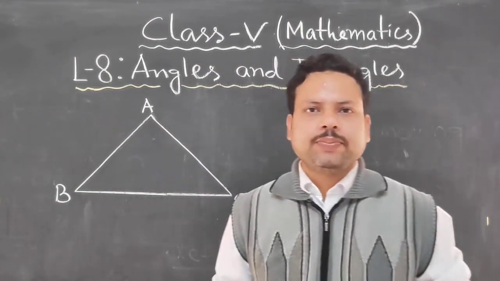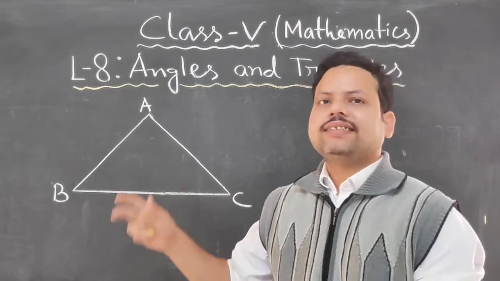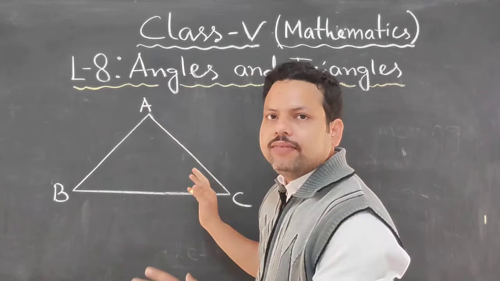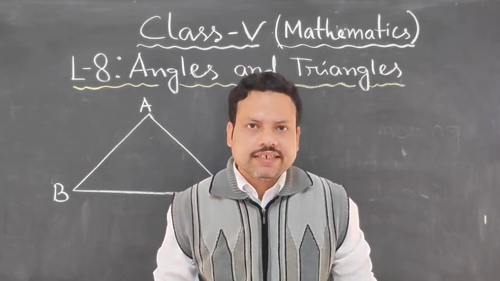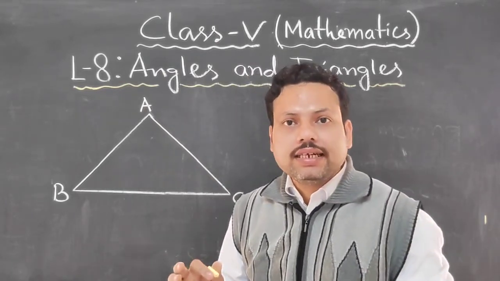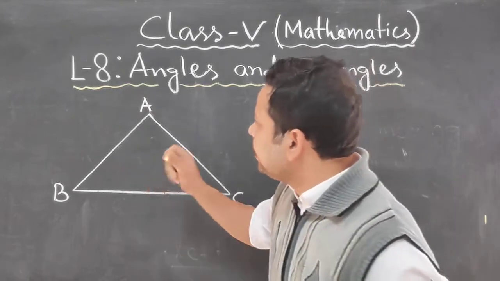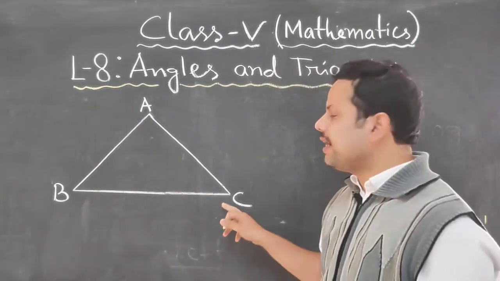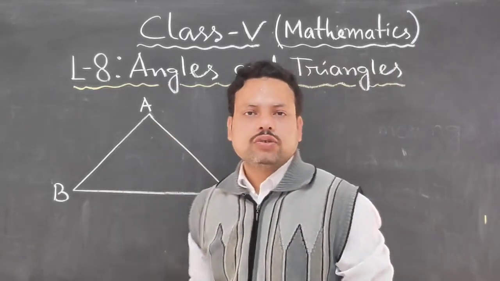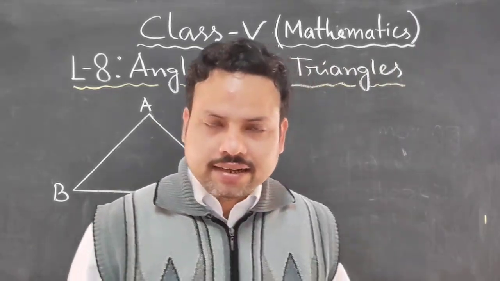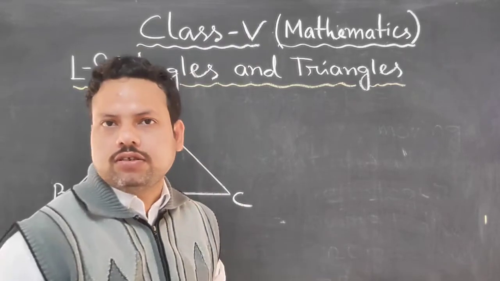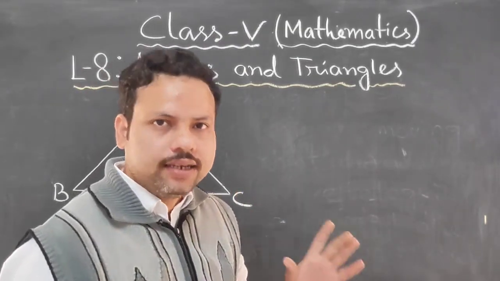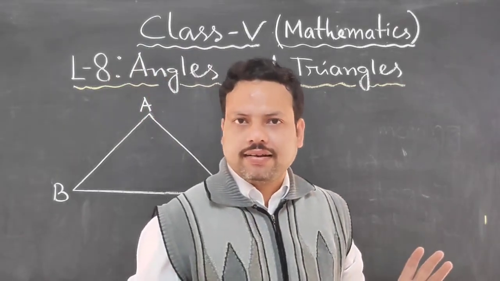Now I am going to explain about the triangle. Let's define it. What is a triangle? A plane figure which is bounded by three line segments. Take AB, BC and another one CA. So three line segments are there and it is bounded also. This type of shape or figure is known as a triangle.